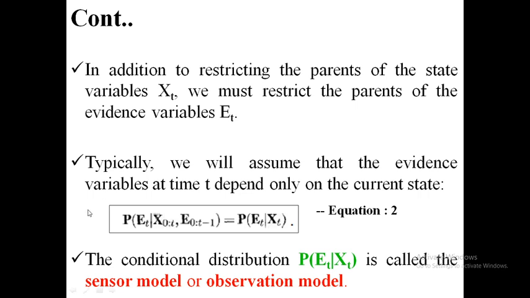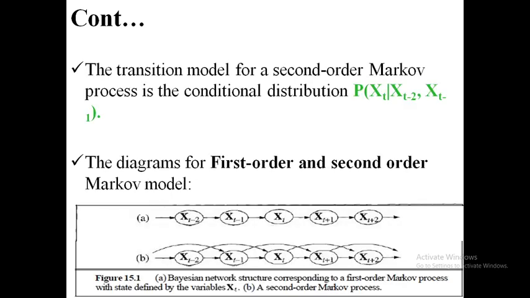With this we get the formula called probability of E_t given X_t. That evidence is purely for the random variable. That evidence is relevant to the random variable but for the time t only, right? So this is called a sensor model or observation model. What is this called? Sensor model or observation model. So we got two models here.